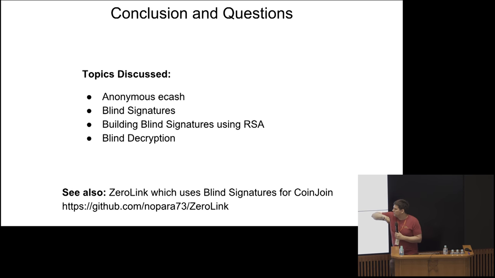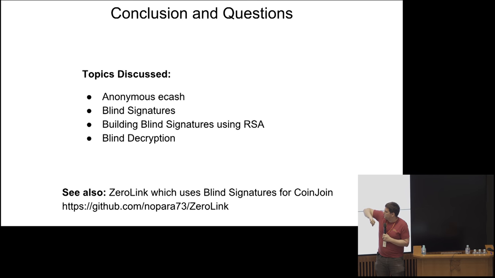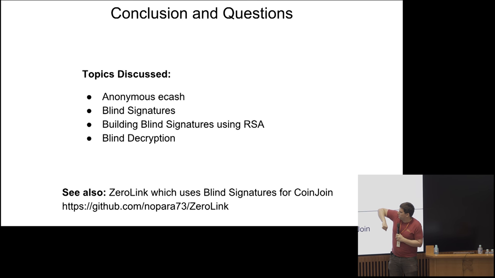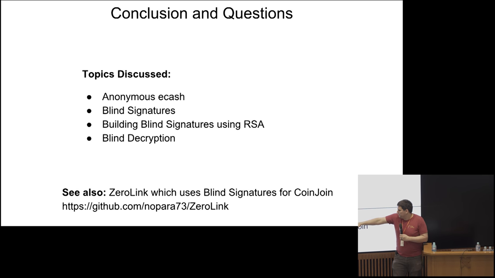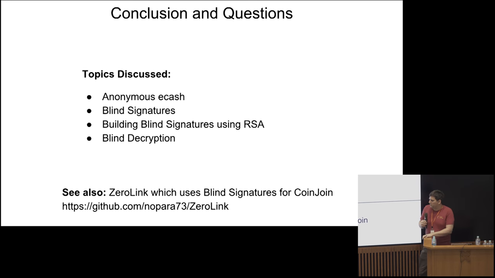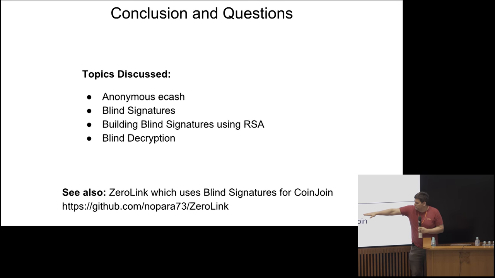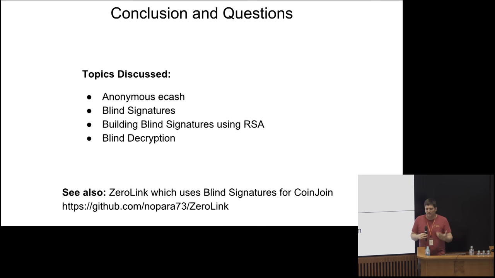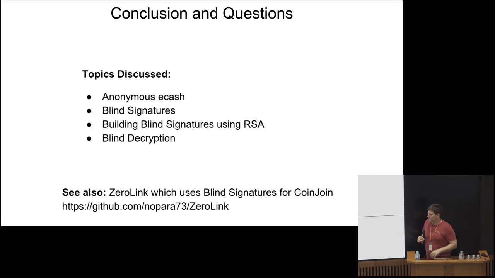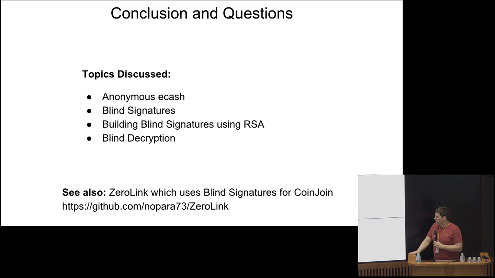All right, so in conclusion, we talked about anonymous eCash and blind signatures. We showed how to build blind signatures using RSA. And then we also gave an example of using RSA for blind decryption. These protocols are used in a lot of Bitcoin privacy protocols. So Zero Link is using RSA blind signatures to produce coin joins that have privacy from the party that's joining all the coins. And then, as I mentioned earlier, TumbleBit is using a lot of this for other Bitcoin privacy protocols.